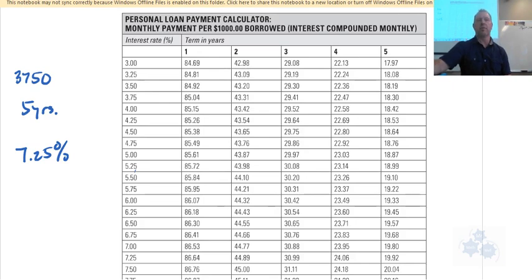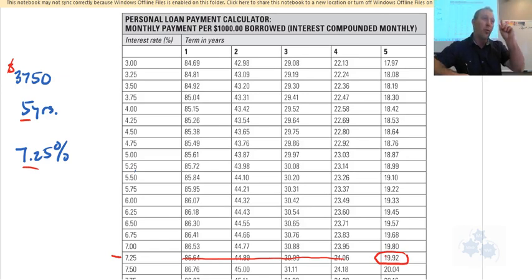Okay, everybody watch this. This is the amount of money I'm lending out, right? So 5 years, 7.25. Here's 7.25, this row, and here's the 5-year mark. That's the payment per $1,000, not for $3,750. It's 19.92. Guys, you're going to have to know how to do this. This is one extra step.